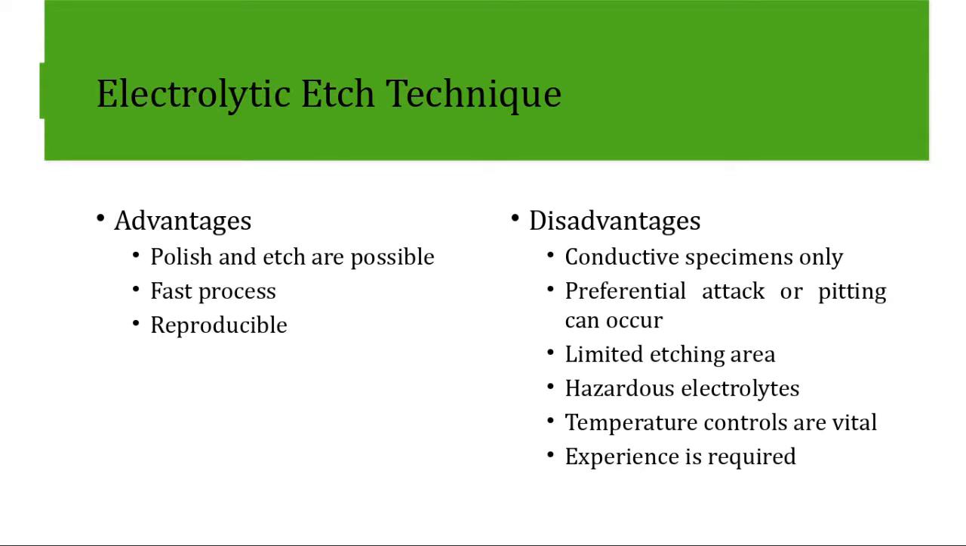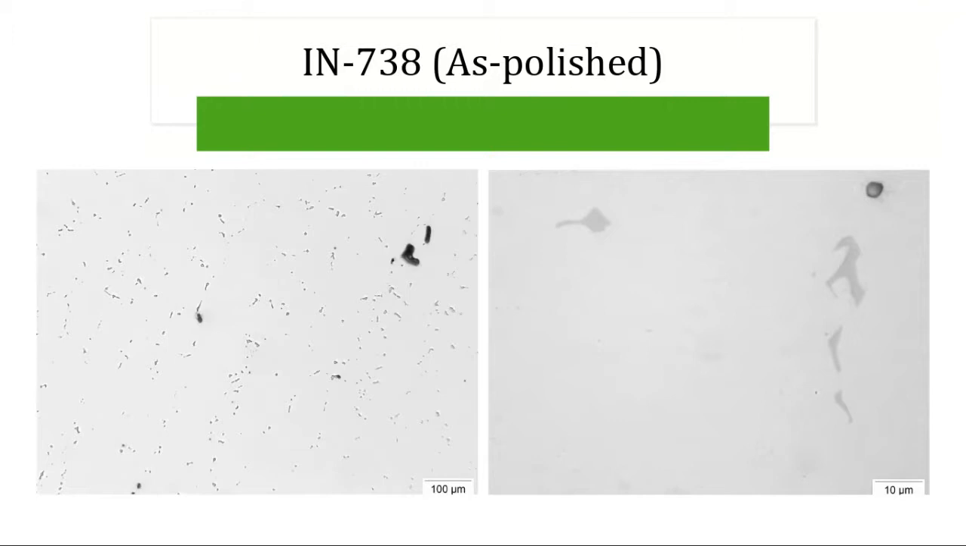So here's an example. I have a sample of Inconel 738, nickel-based superalloy, and this is in the as polished condition. So after 1 micron diamond suspension, this is what my sample looks like. The image on the left is at 100 times magnification, and the image on the right is at 1,000 times magnification.